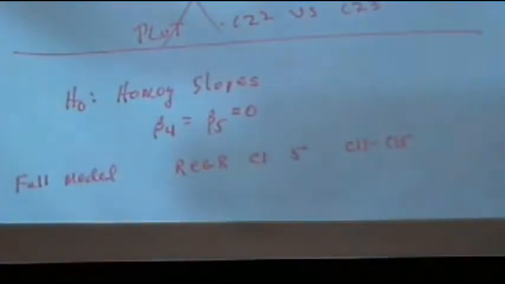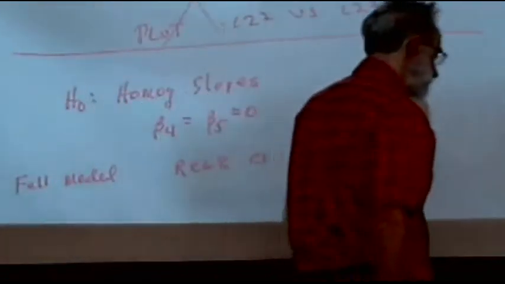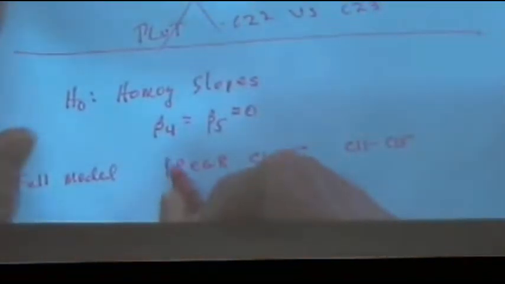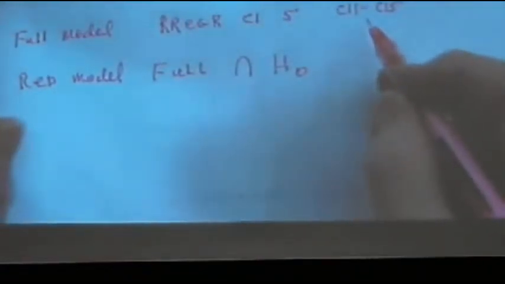You might want to do residual plots anyway. So there's my full model, right? And then the reduced model is what? The reduced model is constrained by H naught. That's an easy one. That's just columns C11, C12, C13.